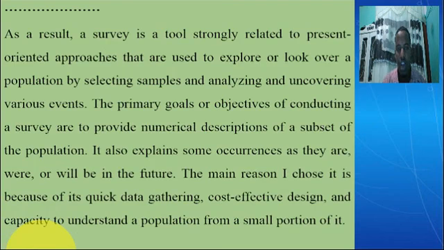As a result, a survey is a tool strongly related to the present oriented approaches that are used to explore or look over a population by selecting a sample and analyzing and uncovering various evidence. The primary goals or objectives of conducting a survey are to provide a numerical description of the subject of the population. It can also explain some occurrences as they were or will be in the future. The main reason I chose it is because of its quick data gathering, cost-effective design, and capacity to understand populations from a small portion of it.